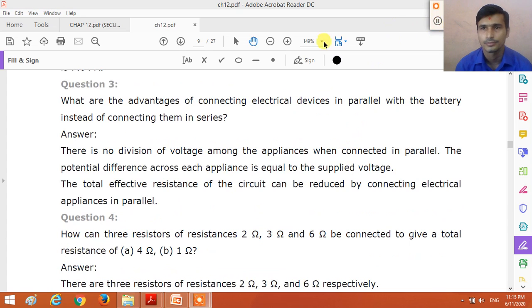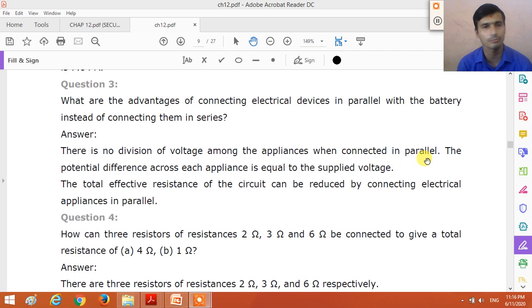Now question number 3 on page number 216. What are the advantages of connecting an electric device in parallel with the battery instead of connecting them in series? So what are the advantages when the appliances are connected in parallel instead of in series? So what is the answer to this? There is no division of voltage among the appliances when connected in parallel.